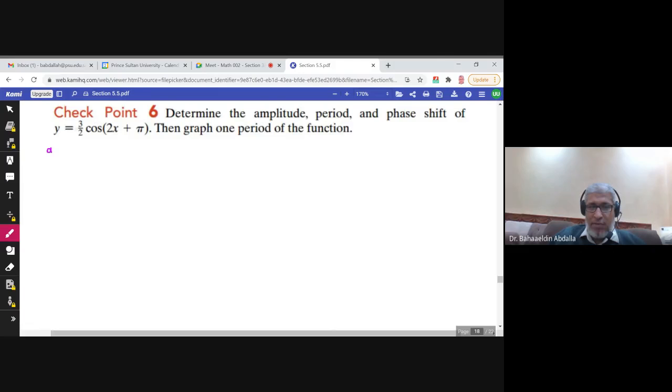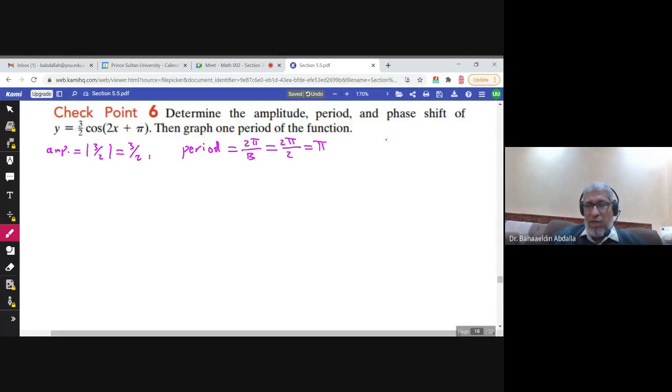So what is the amplitude? As we said before, the amplitude is the absolute value of A. A here is 3 over 2, so the amplitude is 3 over 2. What about the period? The formula for the period is 2 pi over b, where b is the coefficient of x. The coefficient of x here is 2, so 2 pi over 2 is pi. So the period is pi.